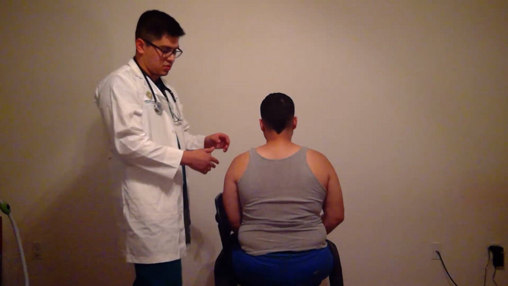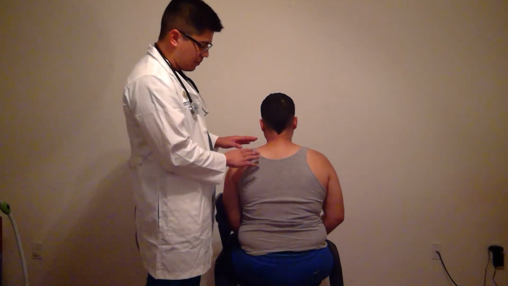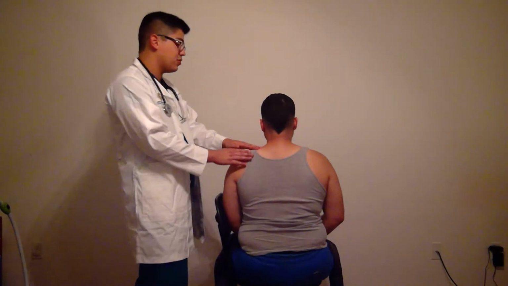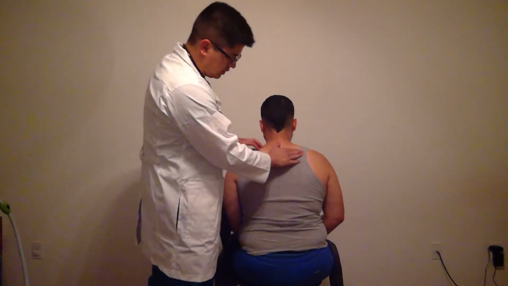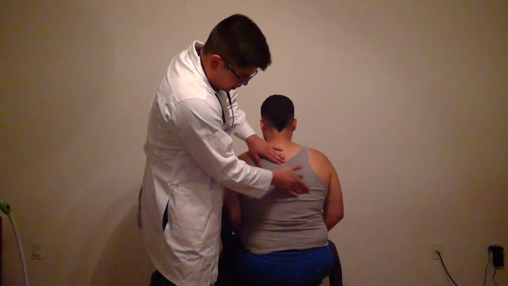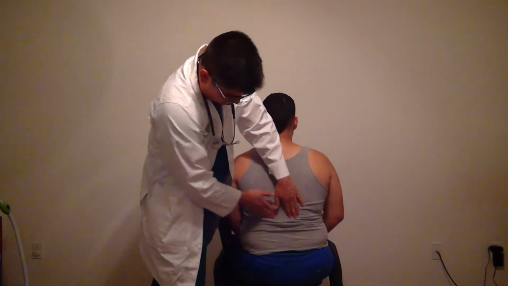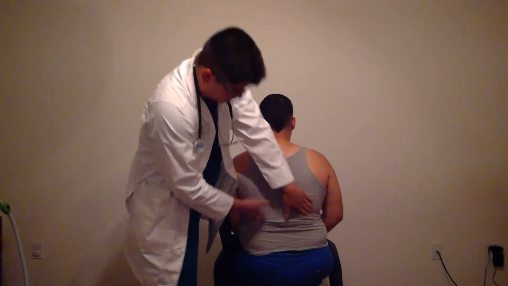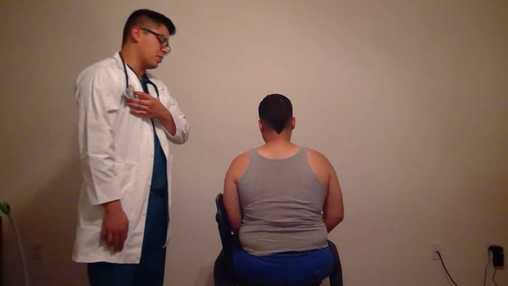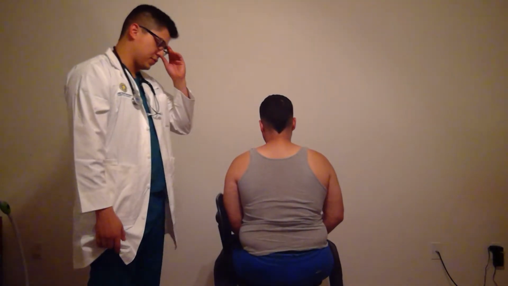The AP diameter. So now I'm going to palpate, okay? Any costal margin, you let me know if you have any pain, okay? The joints, you palpate in between the ribs. Any pain? No pain. Okay, no pain. Palpation in all lung fields, okay?